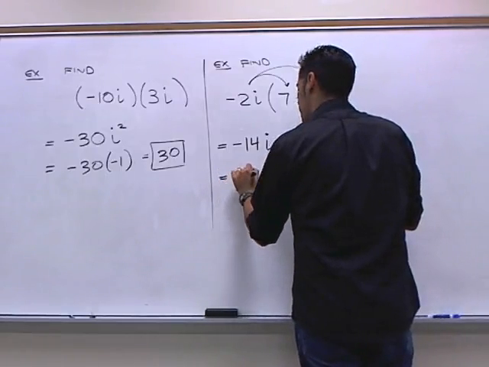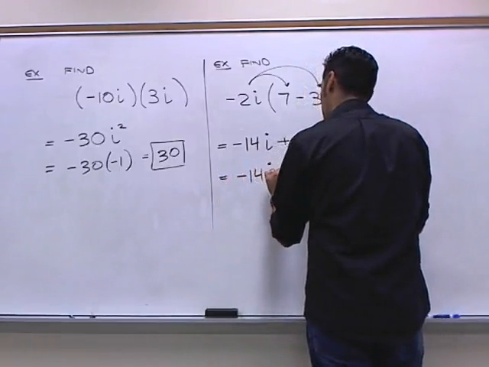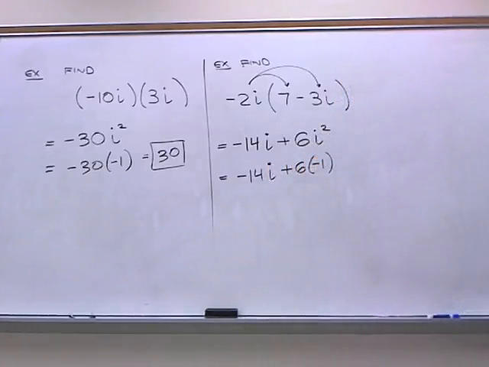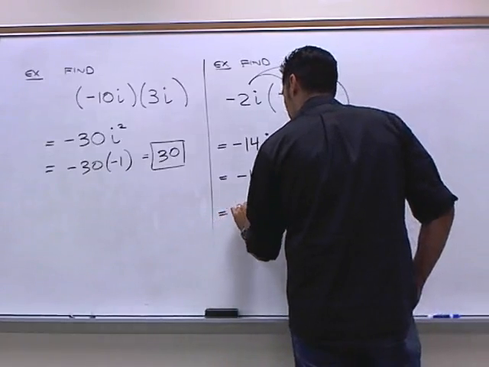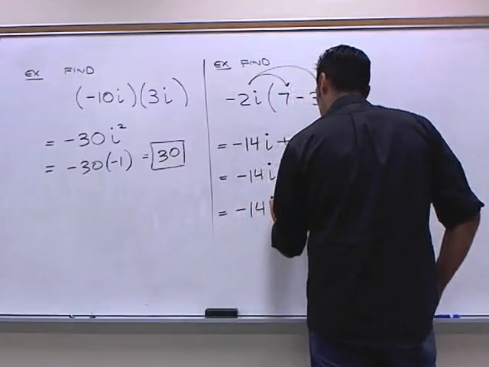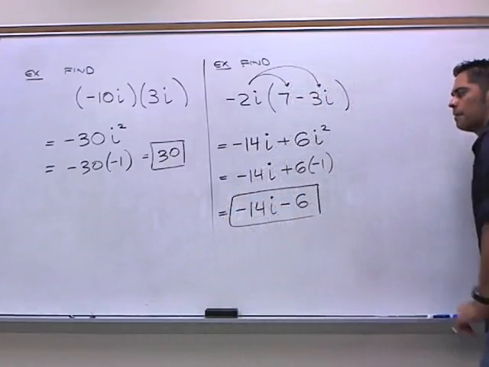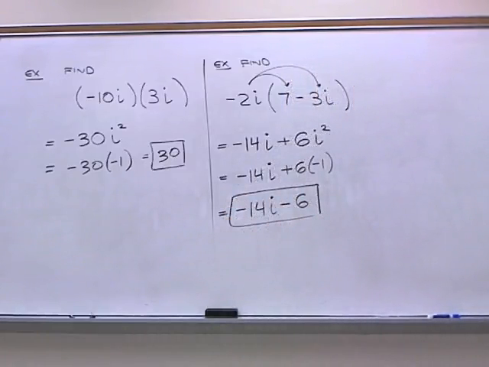So this is negative 14i plus 6 times negative 1. 6 times negative 1 is negative 6. Negative 14i minus 6. That's it. See how that worked? Okay, one more.